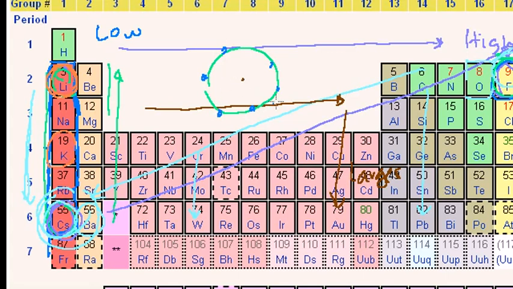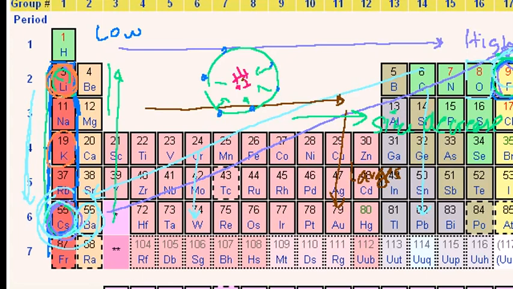This is a super gross oversimplification. And as you go to the right, you have more protons in the nucleus. So this is only getting more and more positively charged. So what happens is that these electrons get pulled inwards. So as you move to the right on the periodic table, size decreases.